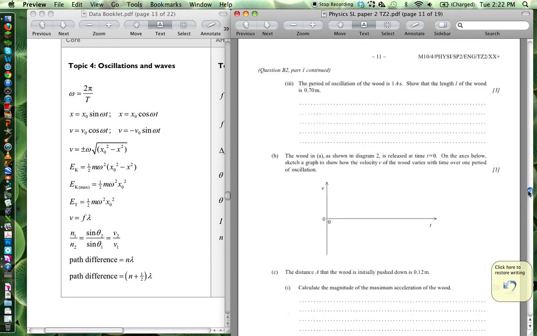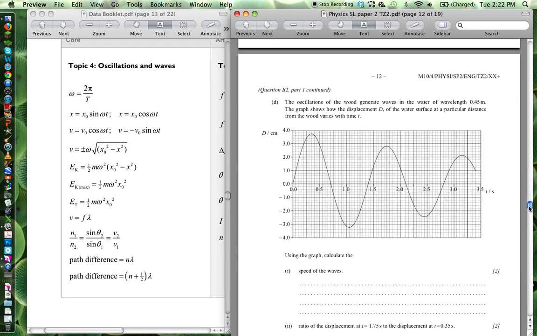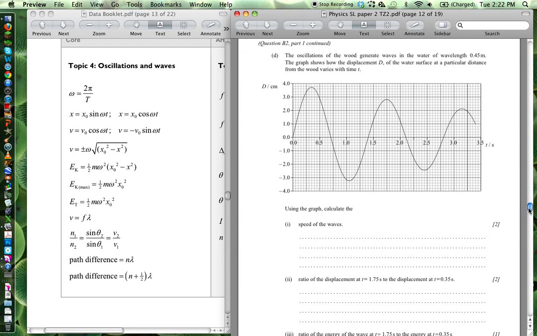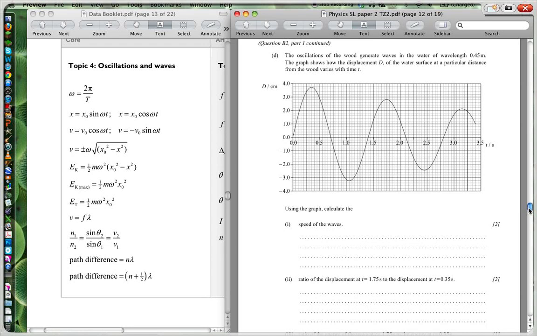So going down here, and now moving to this part of the question. It says the oscillations of wood generate waves in water of wavelength 0.45 meters. The graph shows how the displacement d of the water surface at a particular distance from the wood varies with time. So this is showing a specific point on the surface of the water as it goes up and down with time. So using the graph, calculate the speed of the wave.